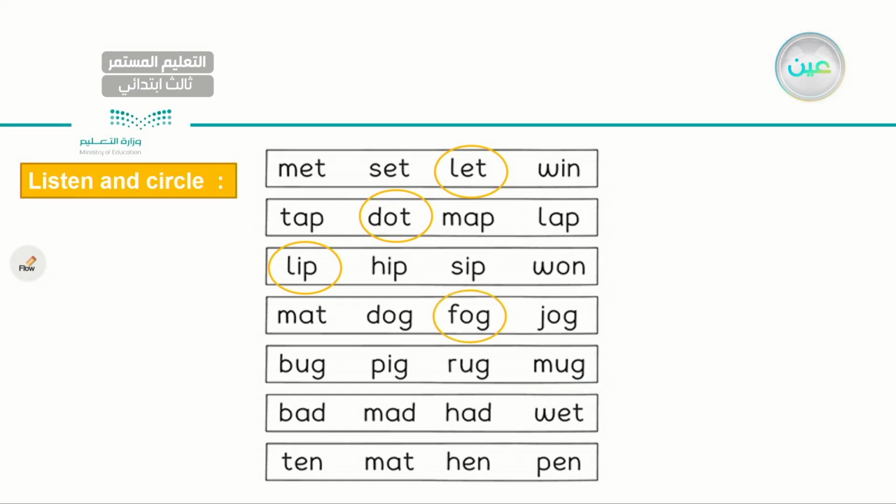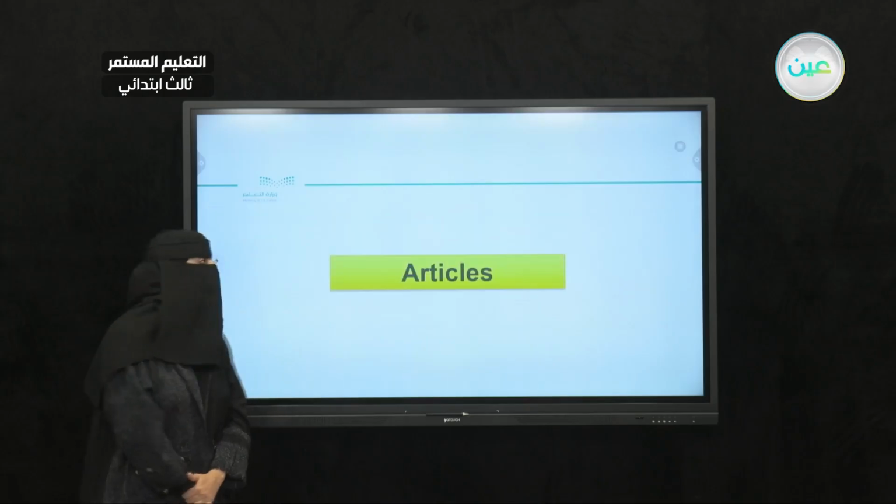Next, I have the word mug. Mug. This one, very good. Next one I have mad. It's the second one, and the last one I have is the word ten, and it is this word. Very good, my dear student.